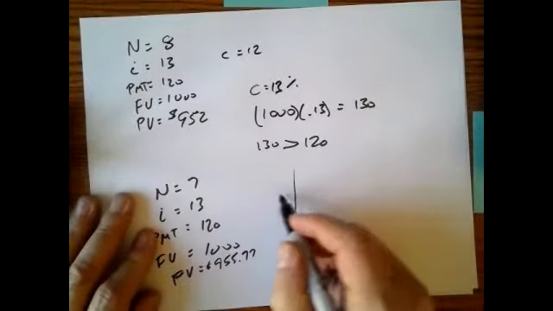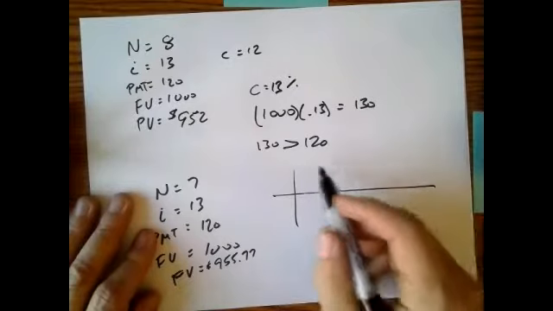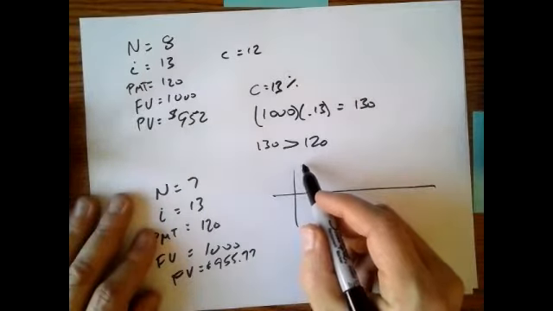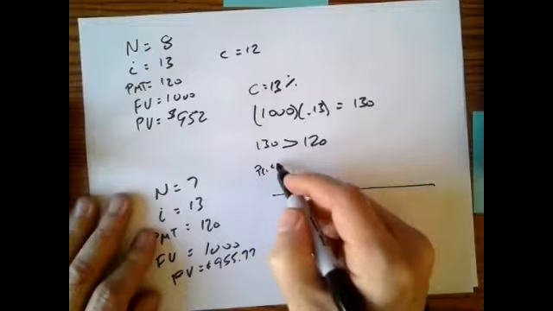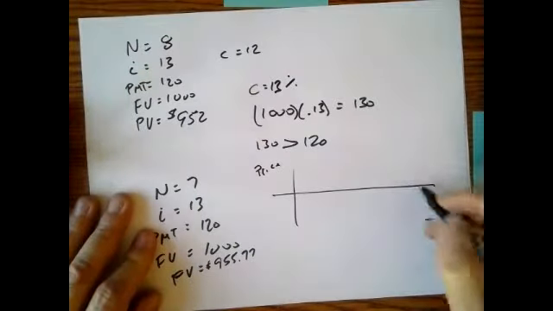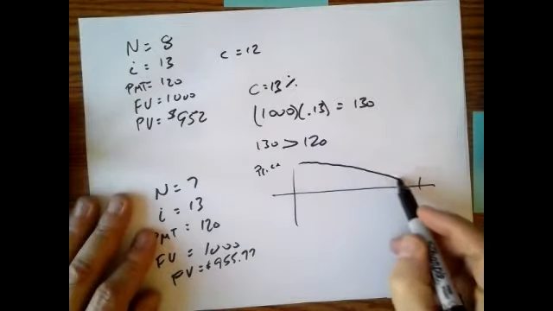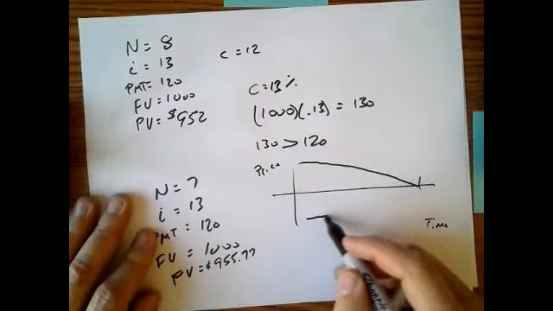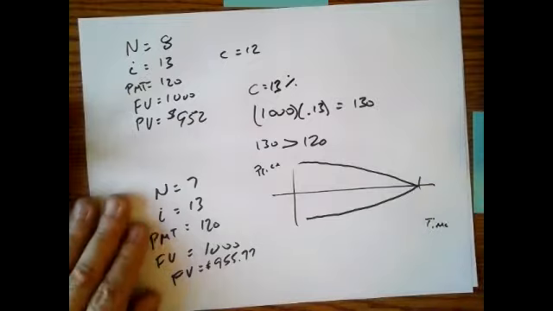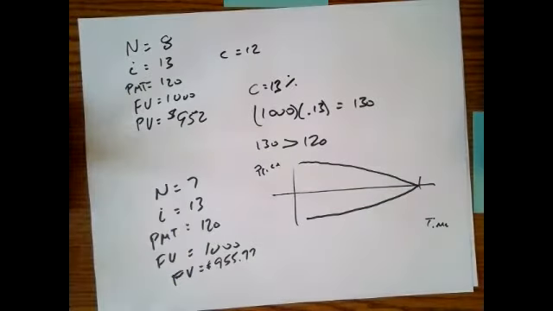So what we'll see is, if this is price and this is time, bonds that are selling at a premium will fall down as they approach maturity, and bonds that are selling at a discount will rise back toward the par value. Okay, that is it for that problem.